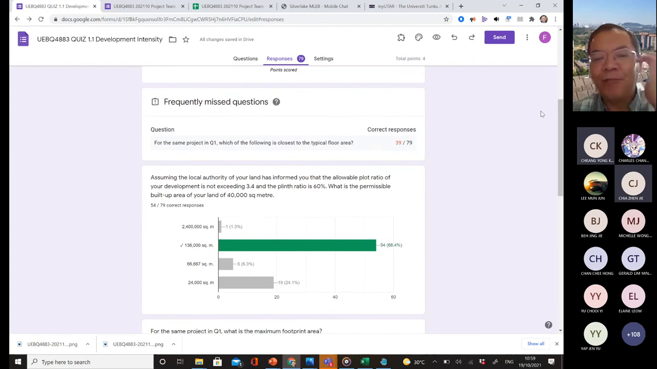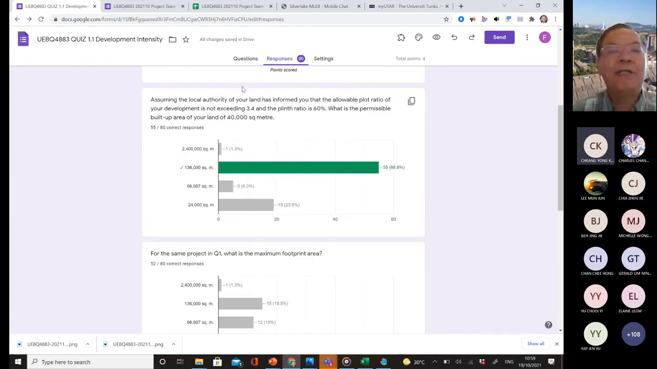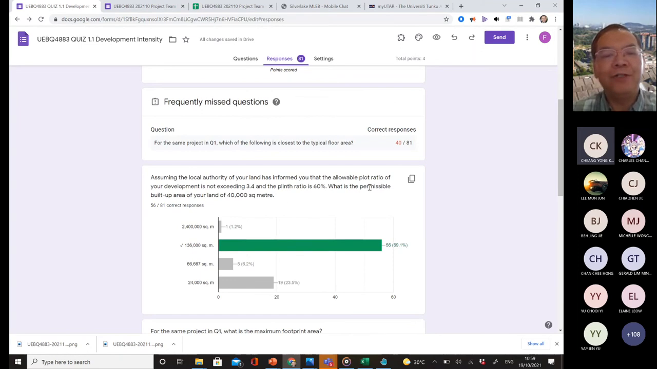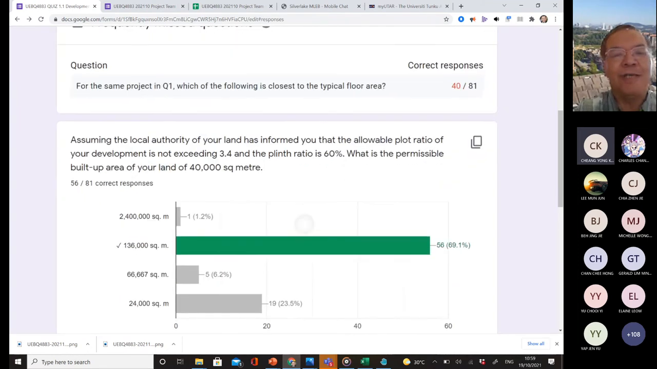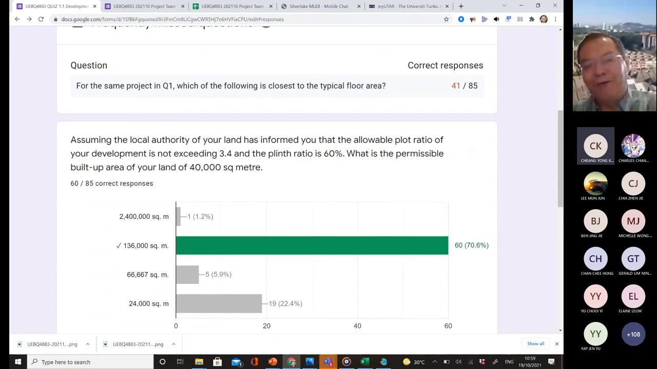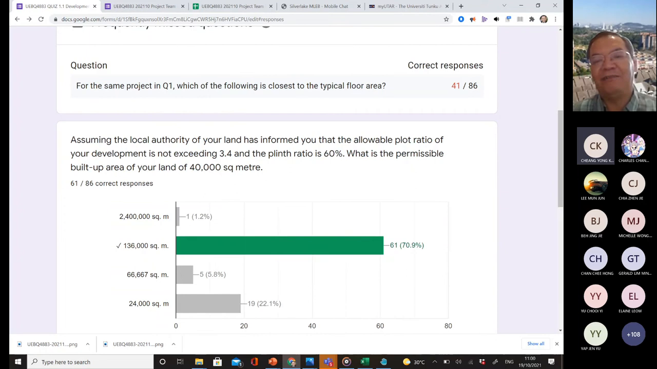Now, for the first question, assuming the local authority has informed you that the allowable plot ratio of your development is not exceeding 1 to 3.4, and the print ratio is 60%. What is the permissible built-up area of your land, 40,000 square meter? In other words, your total floor area cannot be more than 40,000 times 3.4, so that is 136,000 square meter. Most of you got it correct, 71%.